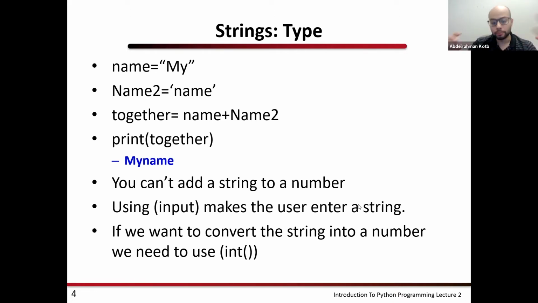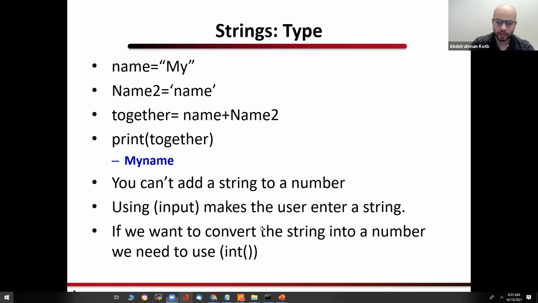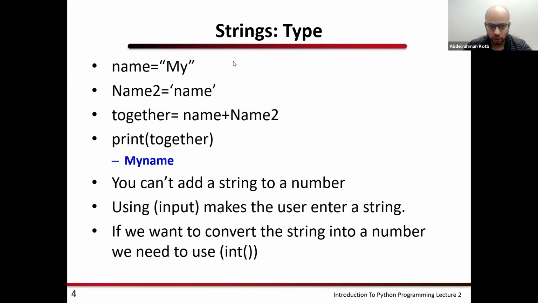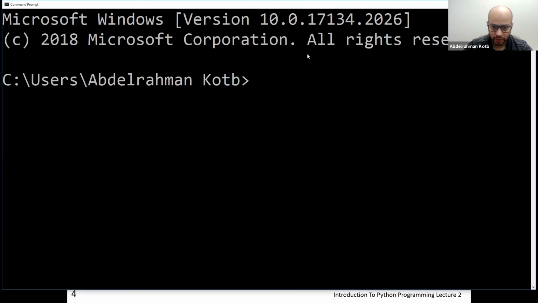So using input makes the user enter a string. I think we talked about this last time a little bit. Whenever we ask the user to enter something, Python takes it as a string. If we then want to convert it to something else, we have to do that within Python. But whenever we ask the user for something, Python takes it as a string. So let me give you an example. So hopefully everyone can see this.